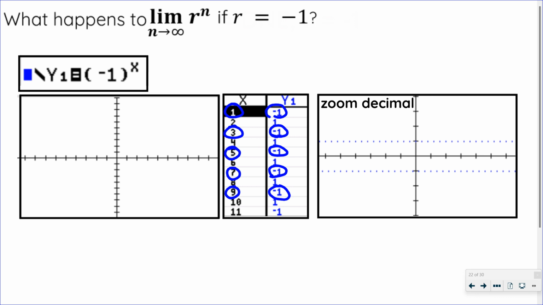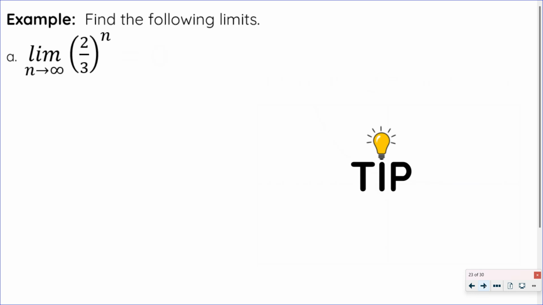So in this case, the limit as n approaches infinity of r to the n does not exist when r is equal to negative 1. We're now going to put this all together and try some questions based on these. When it comes to exponential limits, I really recommend that you do these graphically.